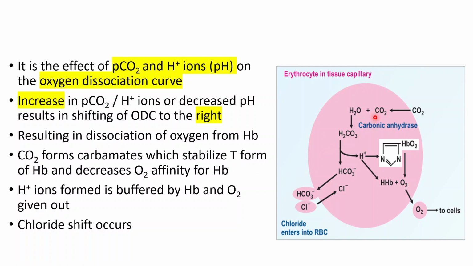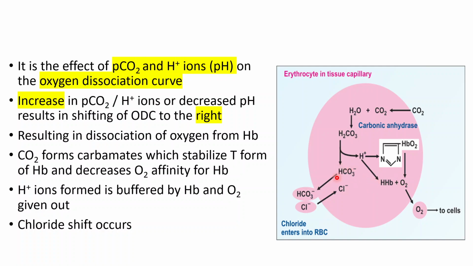So as the carbon dioxide comes inside the RBC, with the help of the enzyme carbonic anhydrase, it forms H2CO3, which dissociates into H positive ions and bicarbonate. These H positive ions are then buffered by deoxyhemoglobin. Why? Because hemoglobin has a lot of histidine amino acids. So it buffers the H positive ions, and oxygen is liberated, which is utilized by the cells.